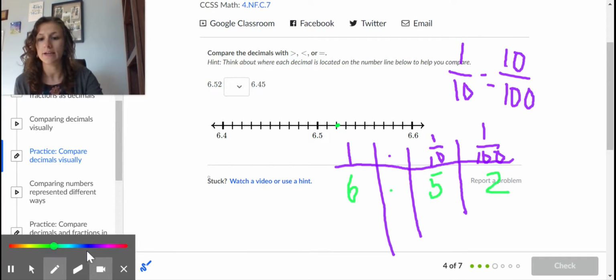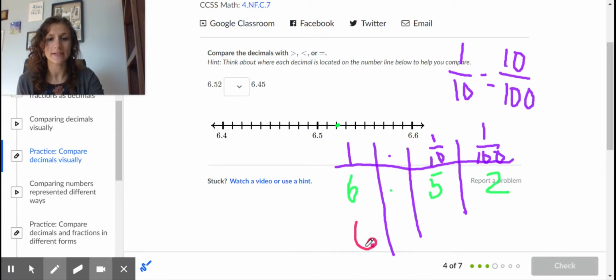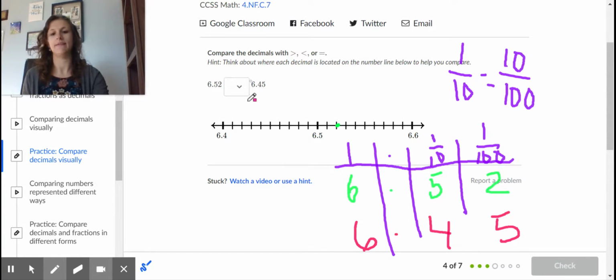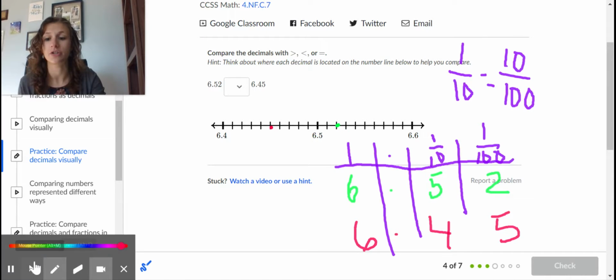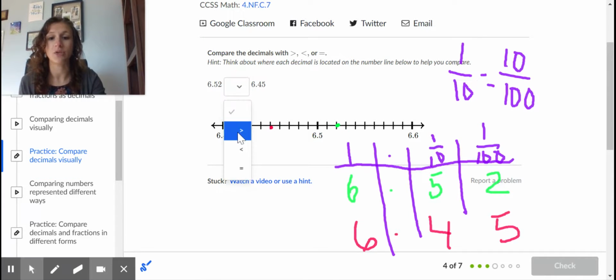Let's do that 6 and 45/100. I have that 6 and 45/100. I name my decimal by saying that last place value. And so I have 6 and 4/10, and then 5/100. All right, so if this is 6 and 45/100 and this is 6 and 52/100, we can see that 6 and 52/100 is greater. And that also makes sense because 52 is greater than 45.